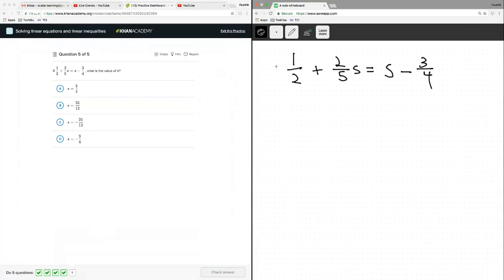So to make life easier, let's multiply this entire equation by 20. And you got to make sure to multiply both sides. Half of 20, this is 10. Okay.